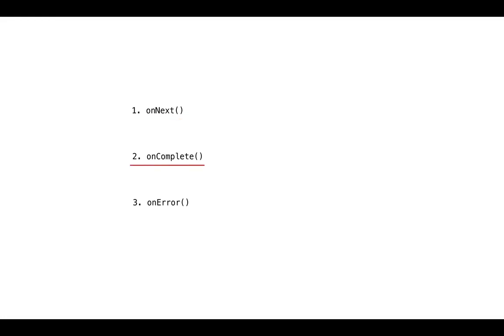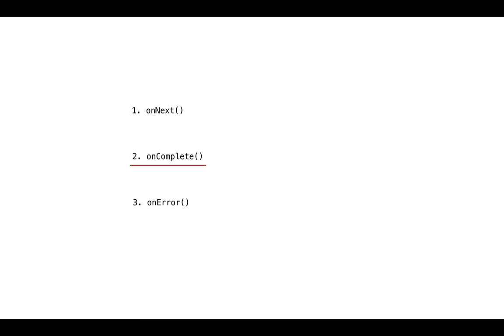Second is onComplete. This tells that no more onNext calls will occur. The emission of elements or the events is now complete. So this is invoked by observable to indicate that all the emissions are complete.